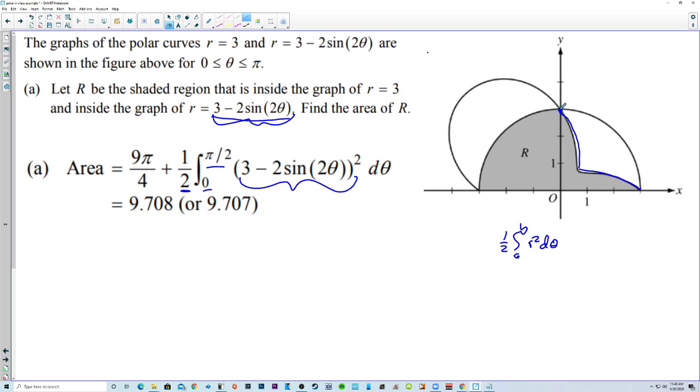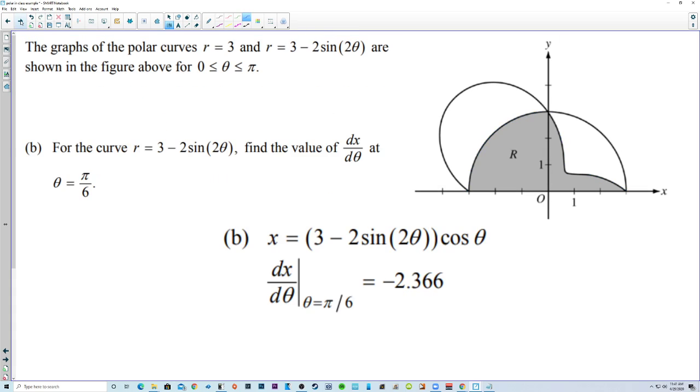And then the area starts following the circle, and it's a quarter of a circle. And that quarter of a circle is 1/4 pi r squared, which is 3 squared. And there's where we get the 9 pi over 4. So we're adding 9 pi over 4. Type all this in your calculator, 9.708.